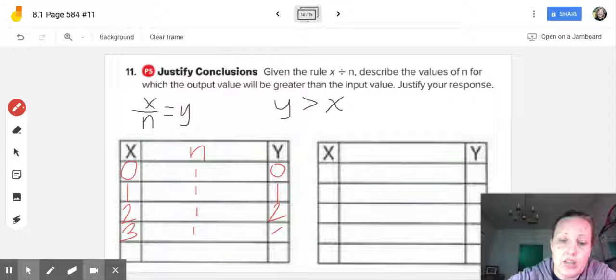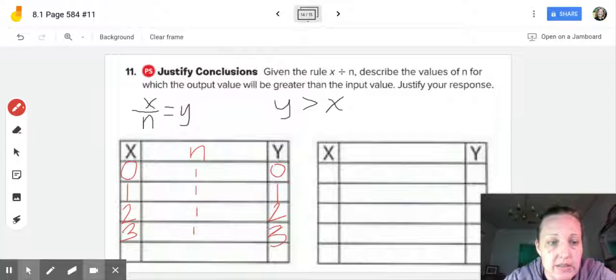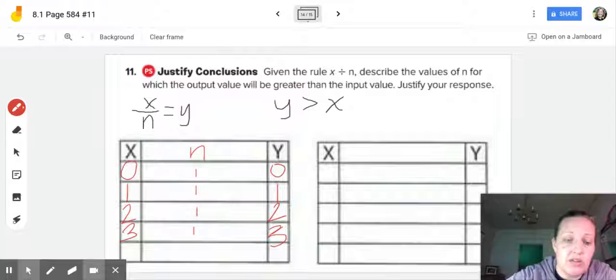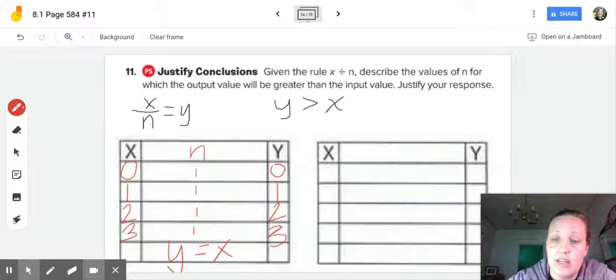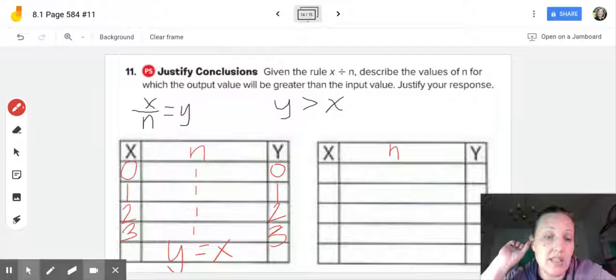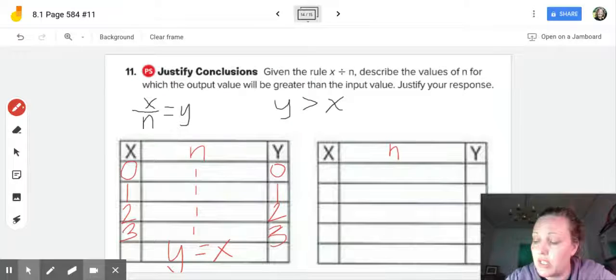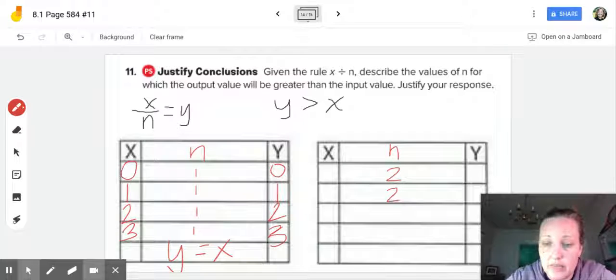Notice, when I use this function of x divided by n, and I use an n that's equal to 1, then my x and my y values are going to be equal. So in this instance, y is equal to x. That's not what we wanted. We wanted y to be greater. So let's try a different table here. Let's have n be equal to 2. Let's see what happens if I go big. Go bigger, go home, right?